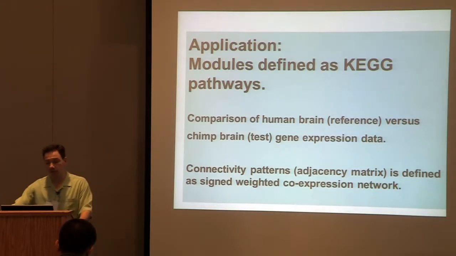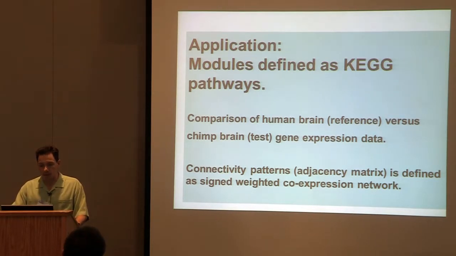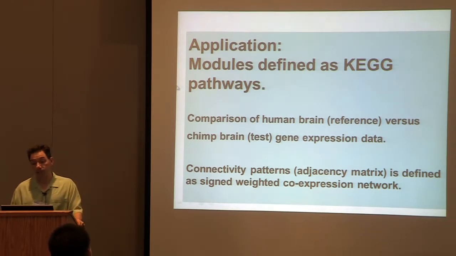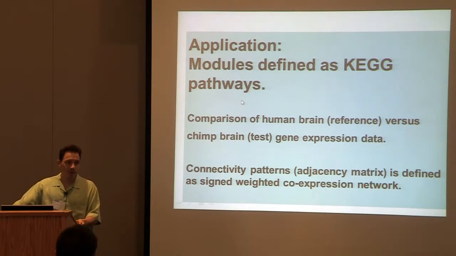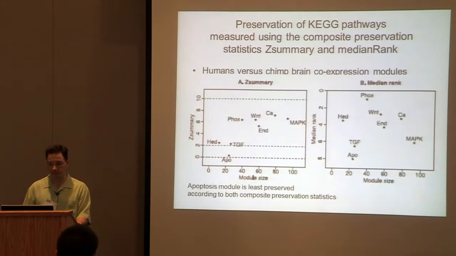So let's come to an application. Now we become a little bit more biological. So coming back to comparing the human brain data and the chimpanzee brain data, but now I define modules as KEGG pathways. And why do I do it? I want to show you that we don't need modules defined as clusters. You can have KEGG pathways. However, the connectivity pattern between these genes is given as a signed correlation network.